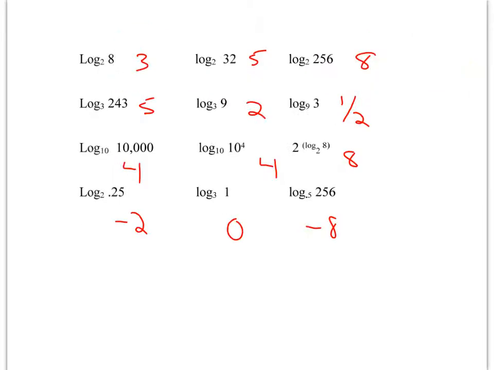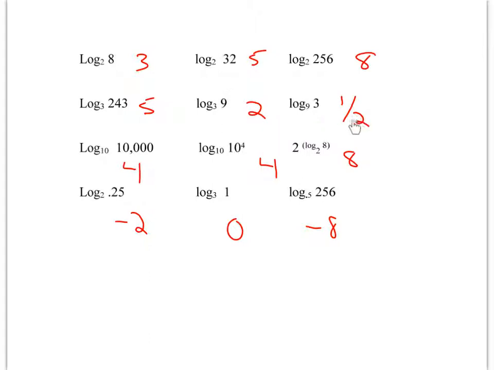Okay, here are your answers. Again, we said the first one was 3 because 2 to the third power is 8. The second one is 5 because 2 to the fifth power is 32. We said the third one was 8 because 2 to the 8th is 256. The fourth one is 5. 3 to the fifth power is 243. Next one is 2. 3 to the second power is 9.